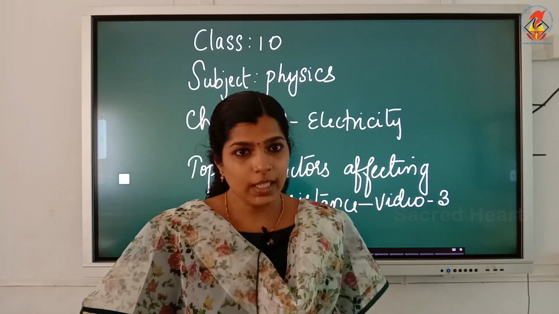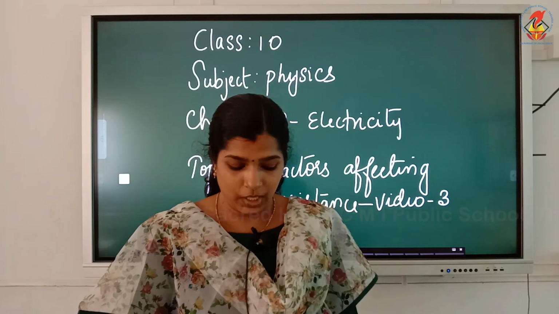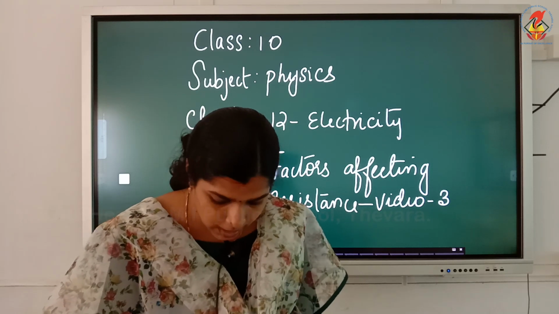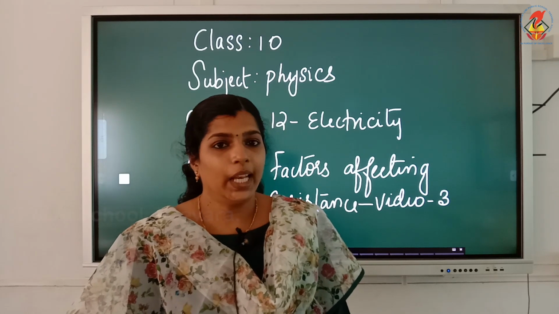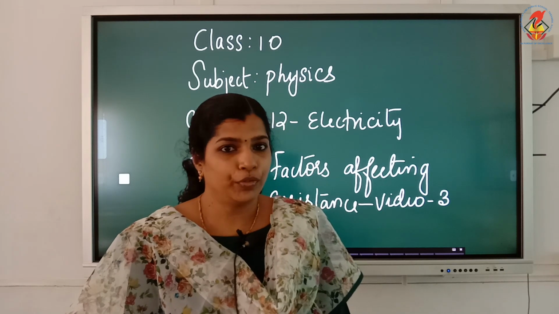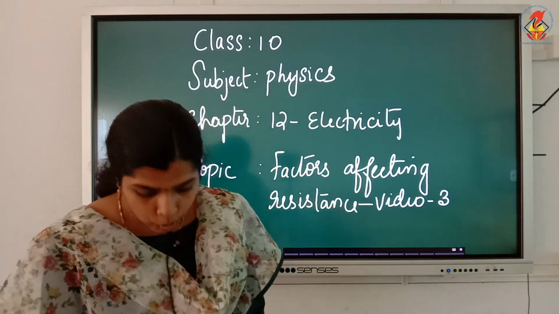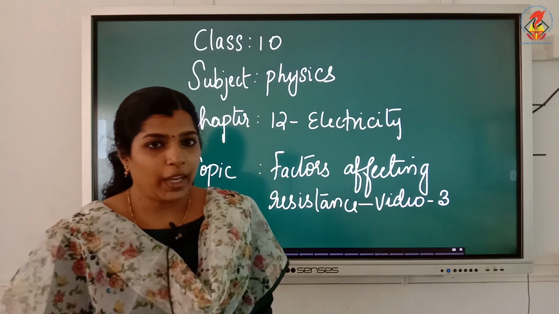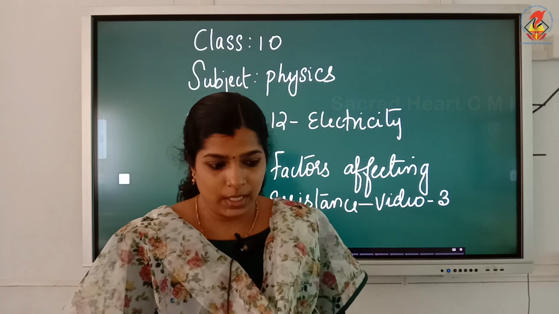So now we will discuss what are the factors that depend upon the resistance of a conductor. The factors that depend upon the resistance of a conductor are length, area of cross section, temperature and nature of the material. An activity is there on page number 206 to determine on what factors the resistance of a conductor depends.